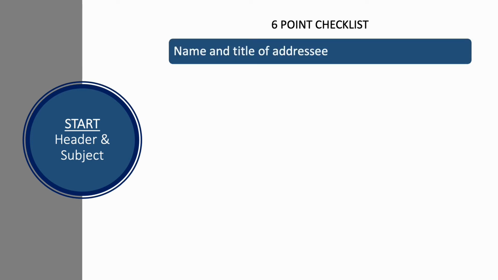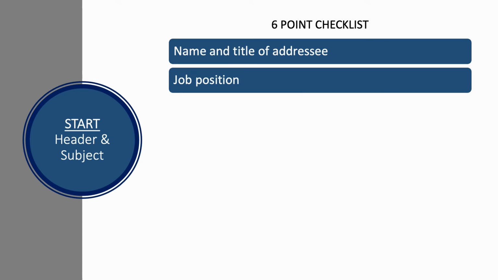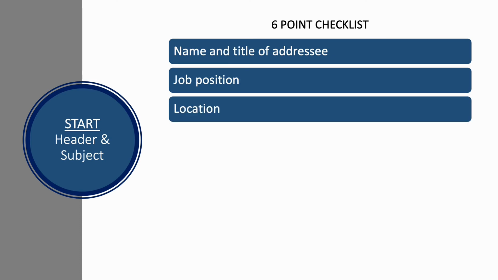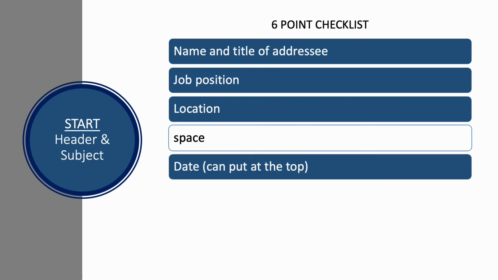So now I'm going to take you through the start of the perfect layout, and it consists of just the header and the subject. There's a 6-point checklist because the structure of this never changes from letter to letter, it's always the same. Firstly, name and title of the reader or addressee. Secondly, their job position. Thirdly, their location and address, followed by a space. Fourthly, the date. It's usually the day on which you're taking the exam, but this will be written within your case notes, so check carefully.